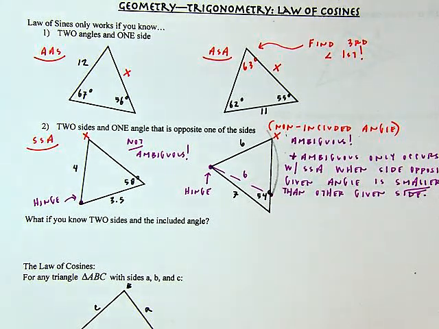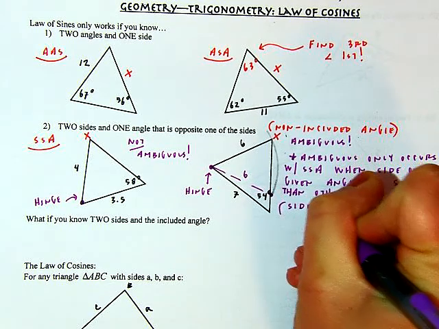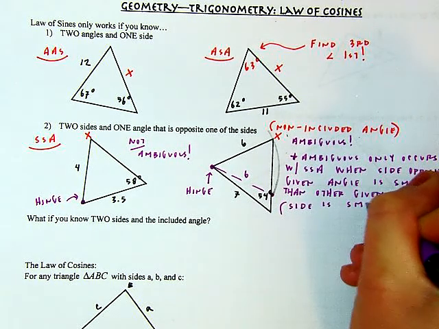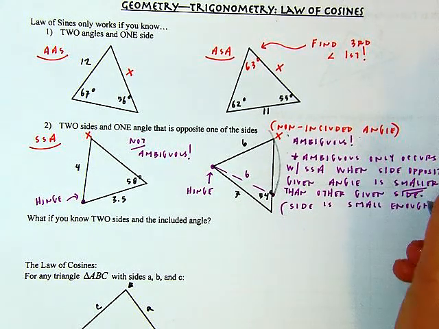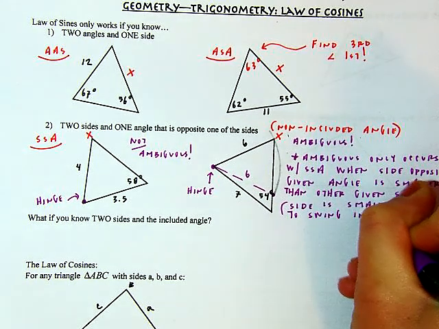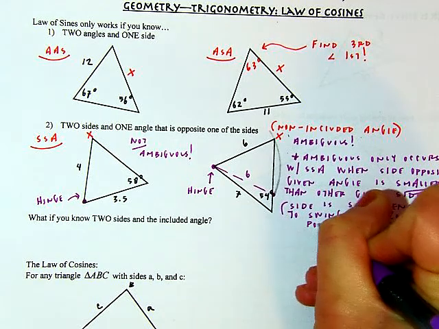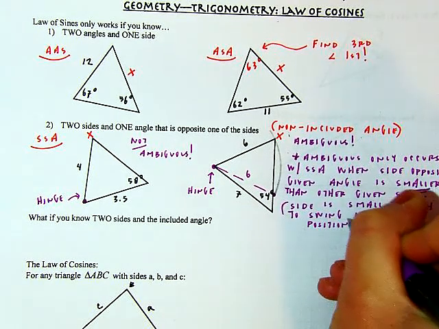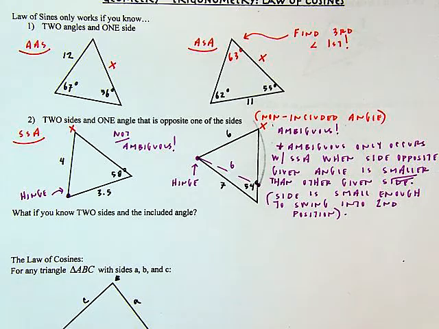Right, that swinging door, that side of 6 is small enough to swing into a second location. Let me add that detail. So the side is small enough to swing into a second location. And it creates two very different looking triangles.